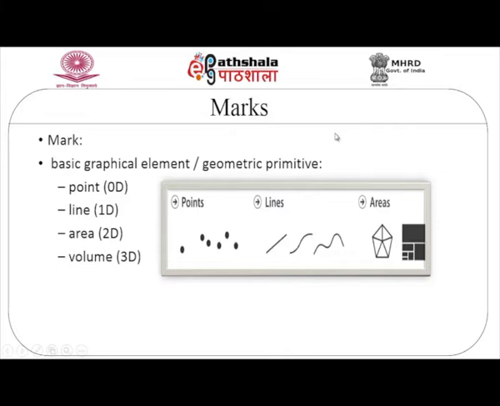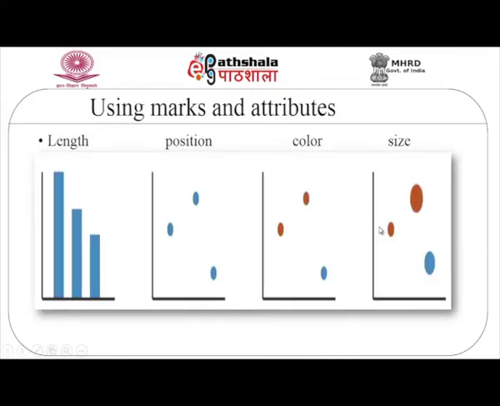The next one is a mark. A mark basically is a basic graphical element or a geometric primitive. A mark can be in the form of a point, or it can be in the form of a line, or it can be represented in the form of an area, or in the form of a volume as such. So these are good examples for using marks as well as attributes.